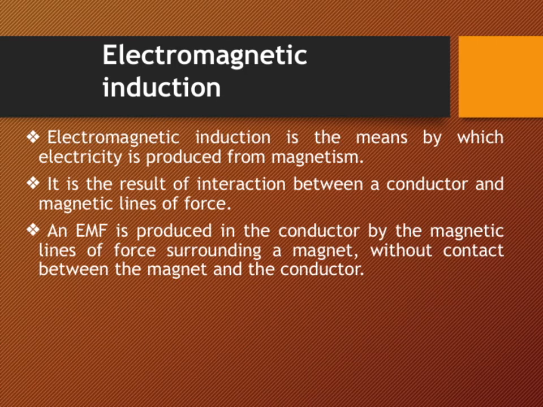Electromagnetic induction is essentially the process by which we generate electricity from magnetism. It's all about the interaction between a conductor, like a wire, and magnetic lines of force, which are the invisible magnetic fields around a magnet. What's fascinating is that this process can happen even without direct contact between the magnet and the conductor. Instead, the magnetic lines of force surrounding the magnet induce an electromotive force, or EMF, in the conductor.